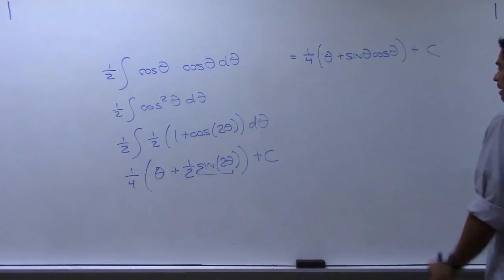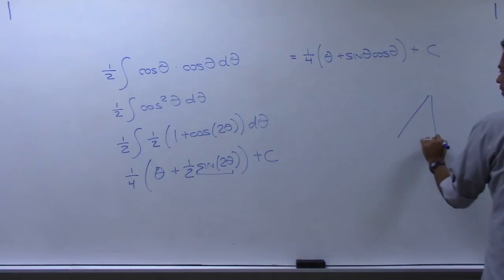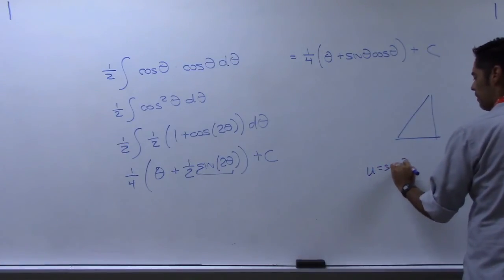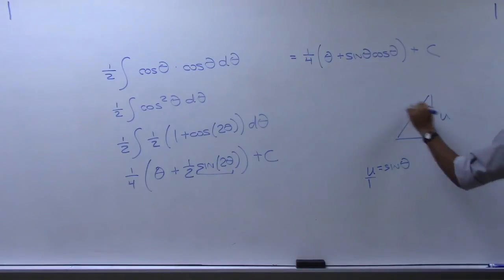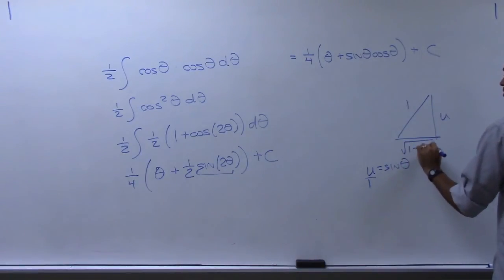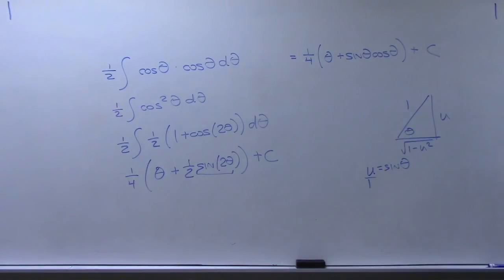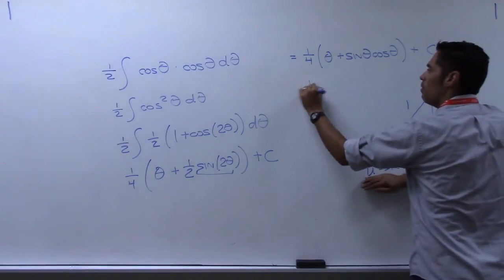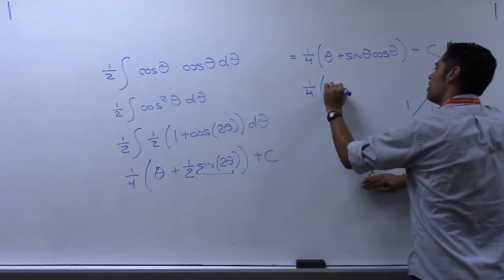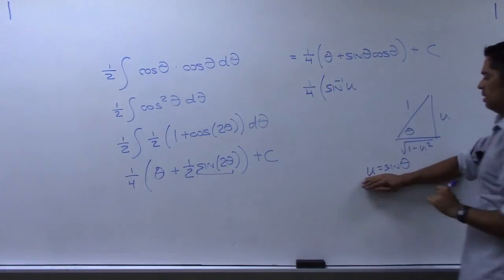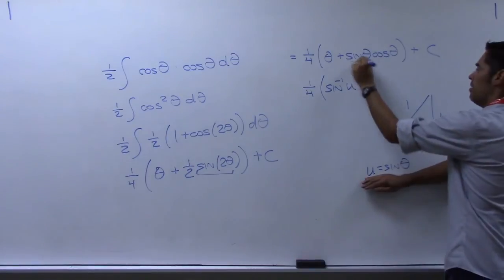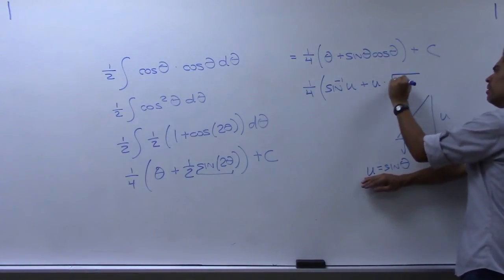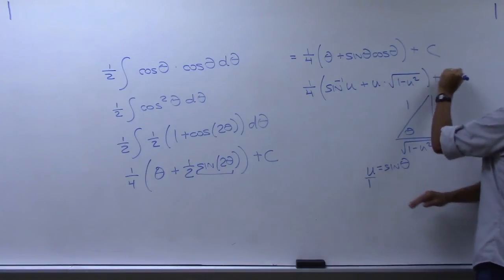And now I'm going to get my reference triangle. Now be careful here, because the information I'm using is u is sine theta. So u over 1. So u, 1, square root 1 minus u squared, here's theta. So using this information right here, I can figure out what theta is. It's arc sine of u, and then sine theta is u, and cosine theta is this over this, so square root 1 minus u squared plus c.